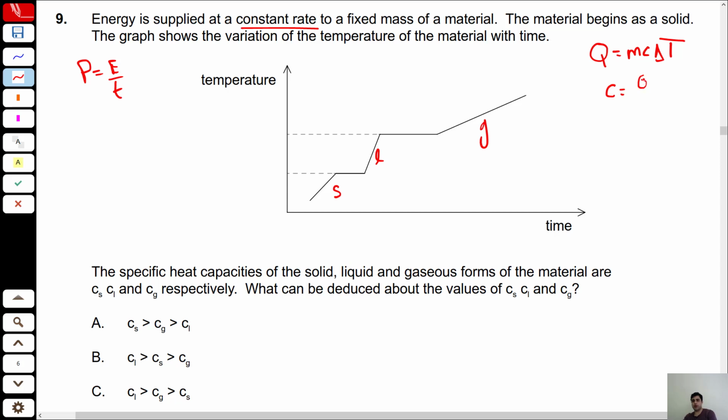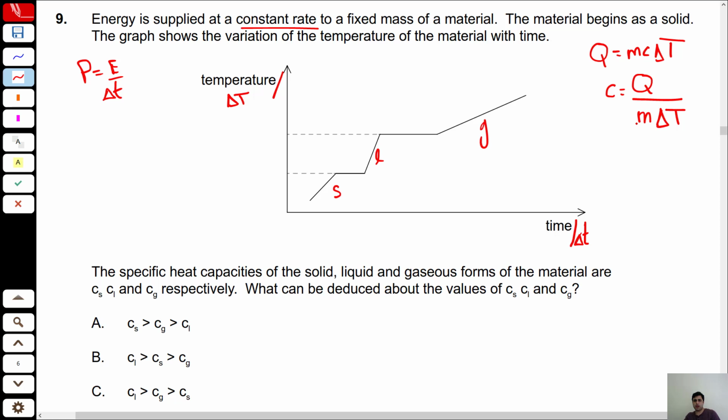So c will be equal to Q over m delta T. Our capital T is the change in temperature, right? And our time is small t. So just be careful. Delta capital T means change in temperature, and delta t is the time. Maybe we should call it delta t because the time never stays constant, it always changes.